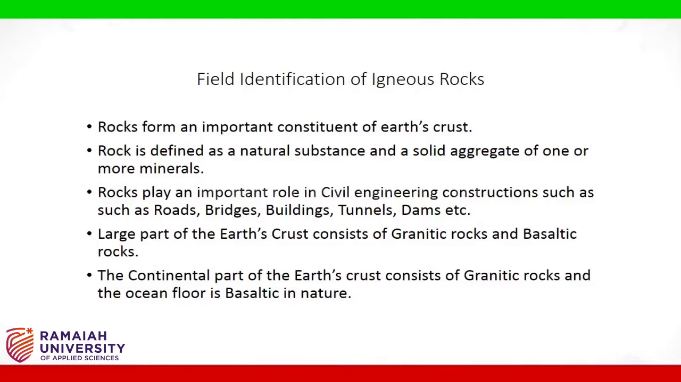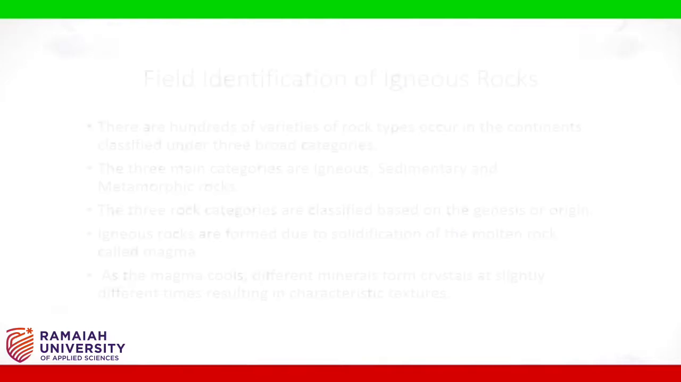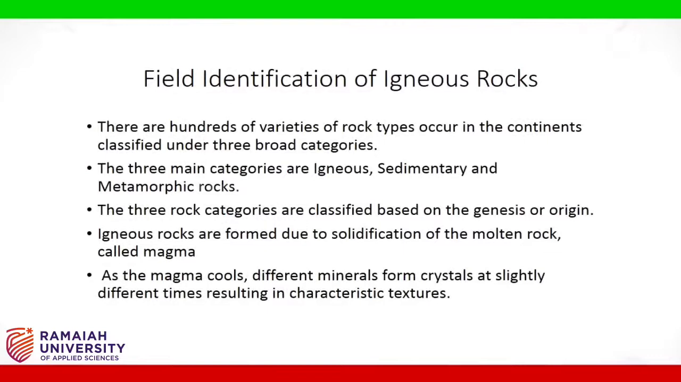A large part of the Earth's crust consists of granitic rocks and basaltic rocks. The continental part of the Earth's crust consists of granitic rocks and the ocean floor is basaltic in nature. Hundreds of varieties of rock types occur in the continents, classified under three broad categories. The three main categories are igneous, sedimentary, and metamorphic rocks. The three rock categories are classified based on the genesis or origin.